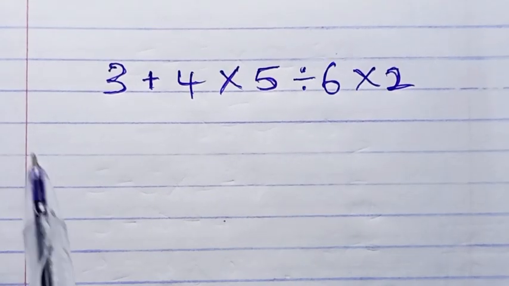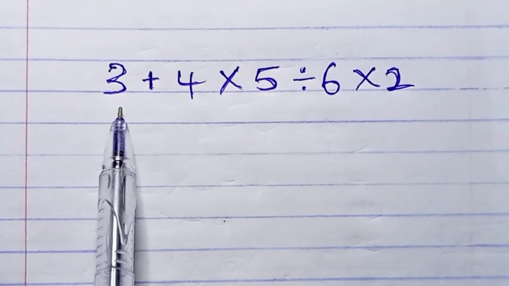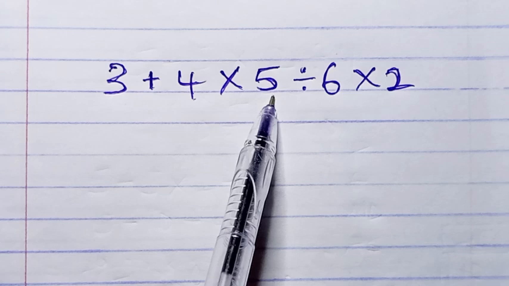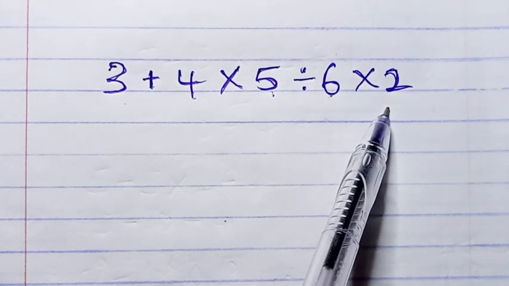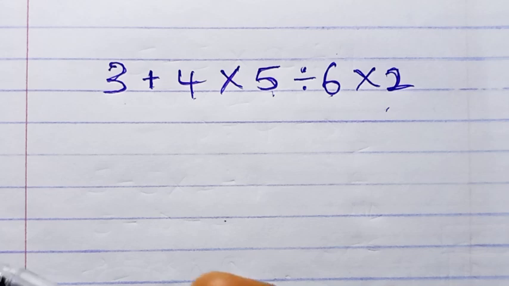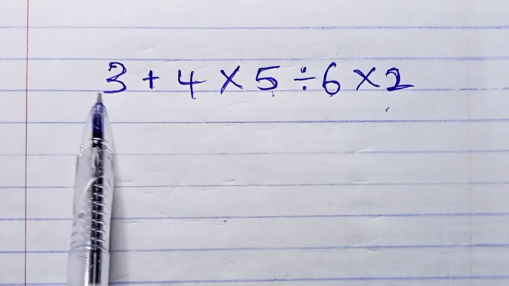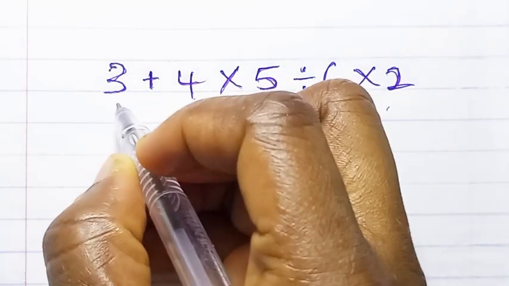Okay guys, we have a question here. You have 3 plus 4 times 5 divided by 6 times 2. Now, if some persons want to solve this question, they'll decide to just solve it straight. They'll do something like this.